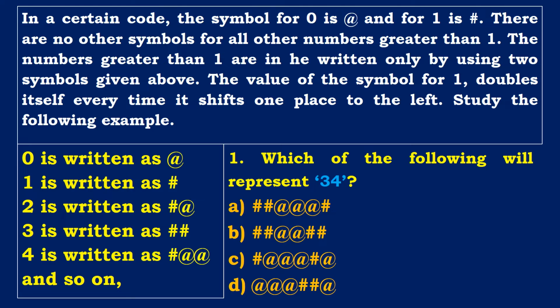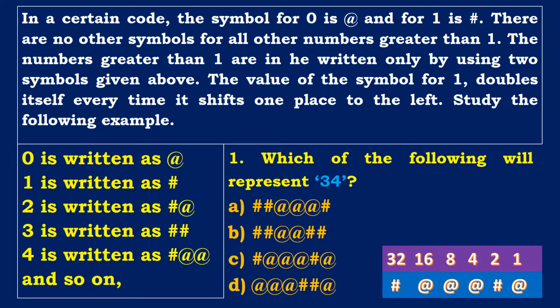The number 34 is formed by adding 32 and 2. The binary code for this is 100010. The symbol for 0 is at, and for 1 is hash. As a result, the symbol for the number 34 is hash at at at hash at, which corresponds to option C.